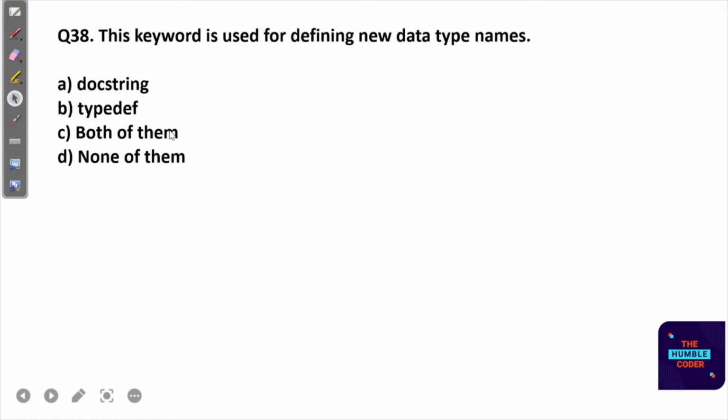So the next question is, this keyword is used for defining new data type names. So the options are docstring, typedef, both of them, and none of them. So the correct answer is typedef. So the answer for this will be option number B, typedef.